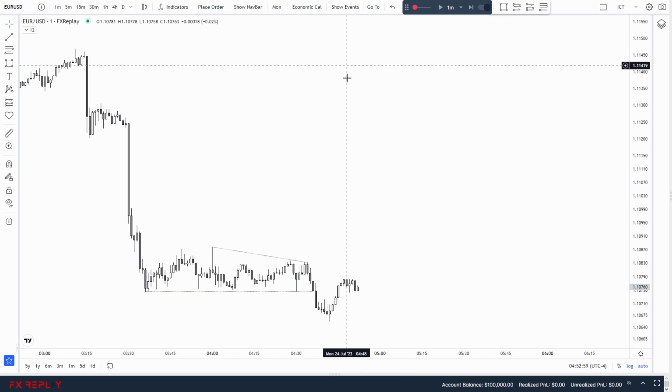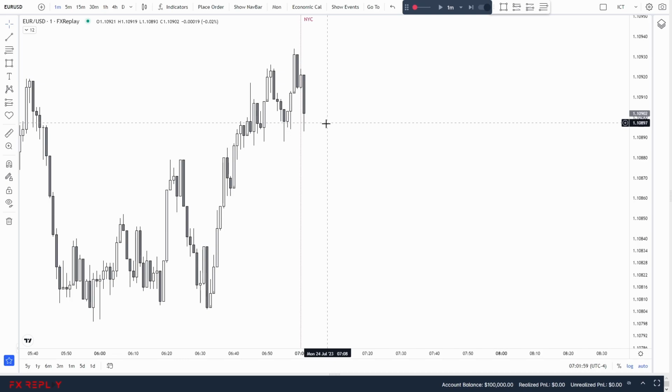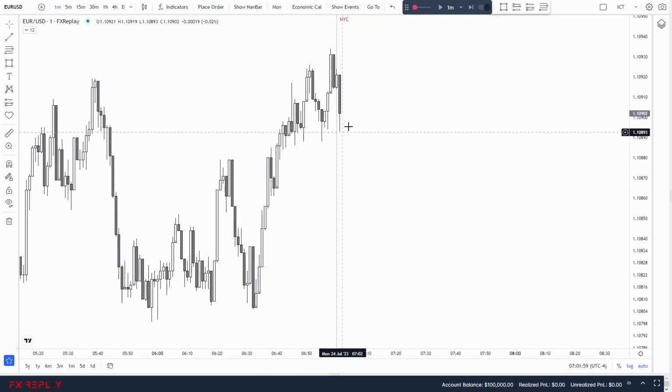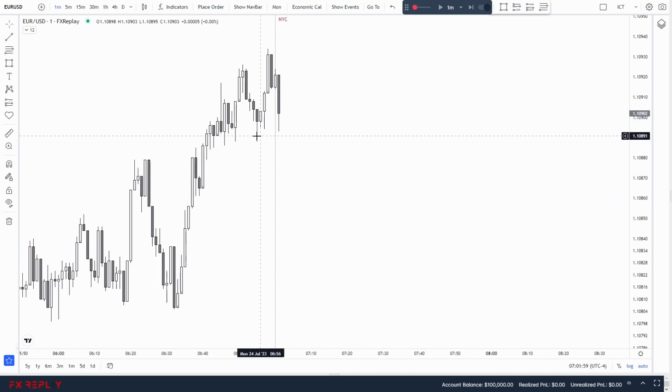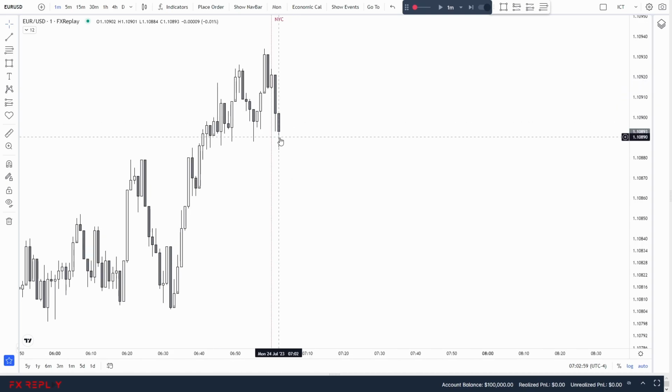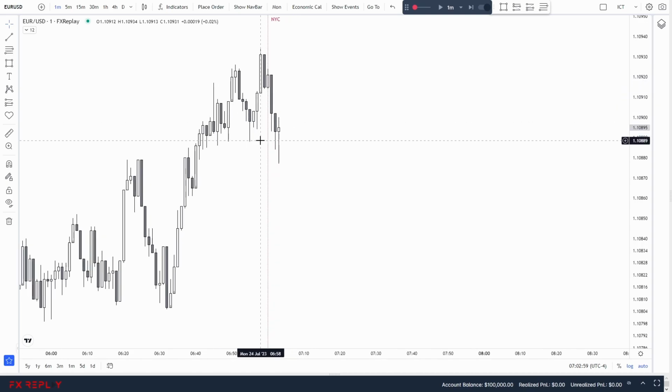So what I'm going to do is skip to the New York session here. All right, so this is the New York session. We have some pretty bullish price action going on here. We just created this recent low, started pushing up, broke market structure with a displacement candle closing above that high. So that's valid structure.